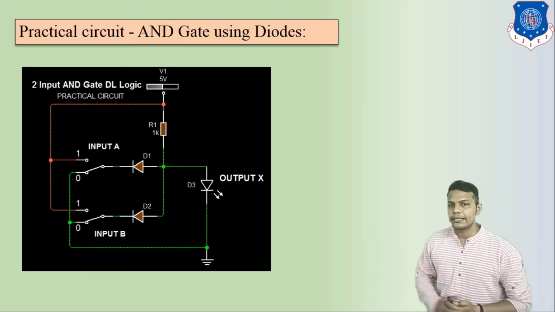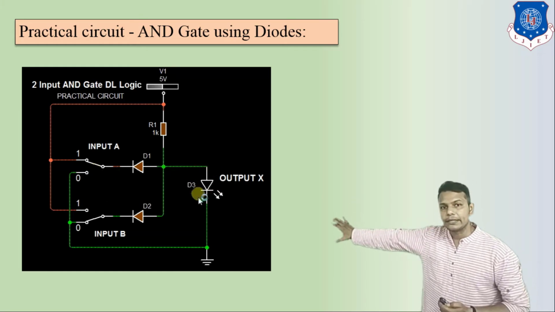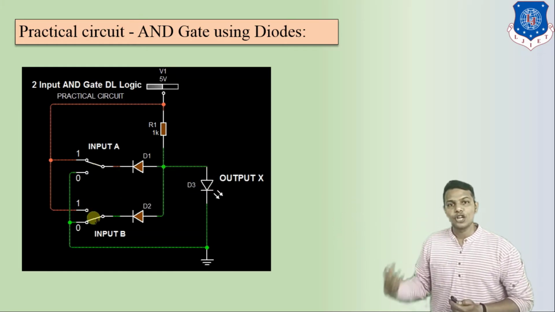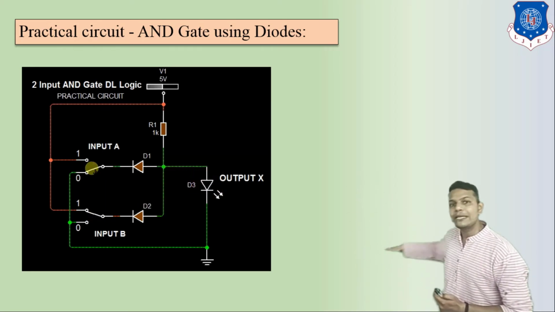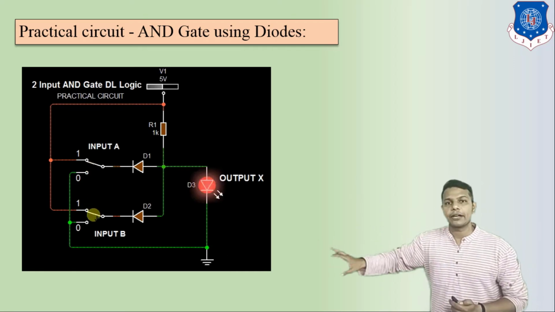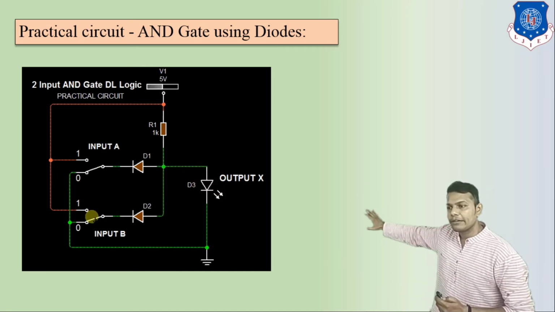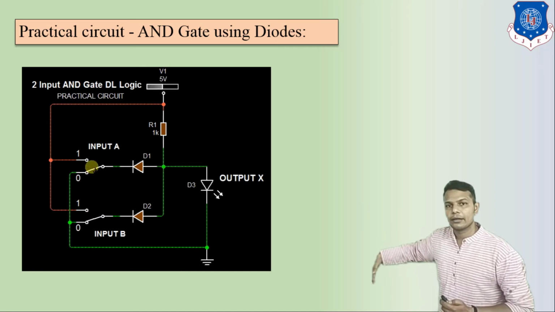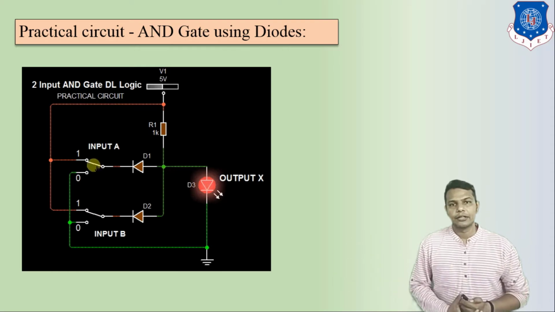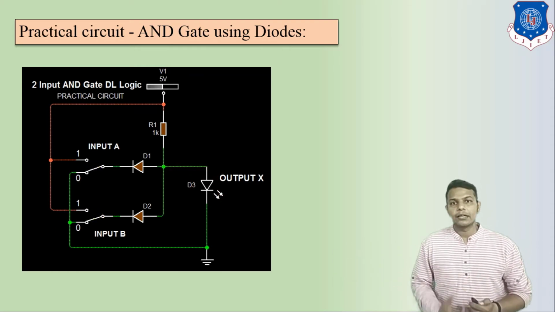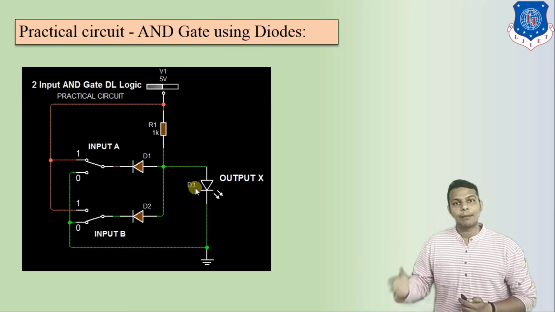In this circuit diagram we can see, if there is a 0, then D3, your LED, is not lighting because current is flowing from A to B side. That's why there is no flow of current at the LED side. So if you apply 1 and 1, then your light is emitted. Here we can see it is emitted. So this is the practical circuit we are using for AND gate with the help of diodes.